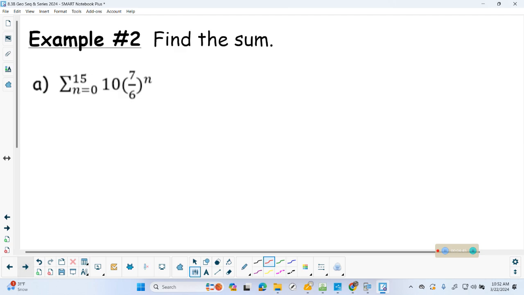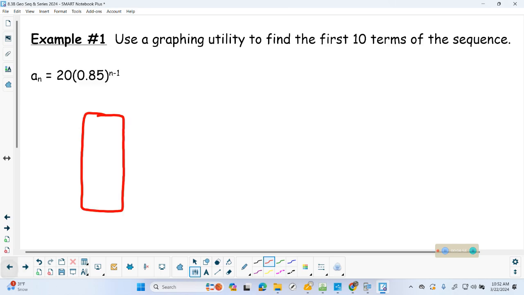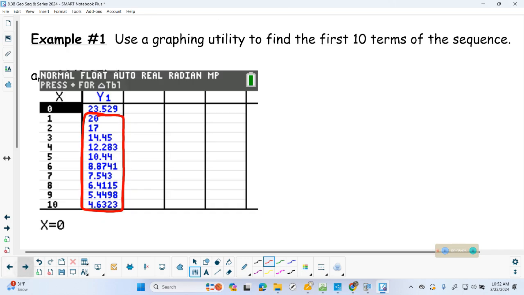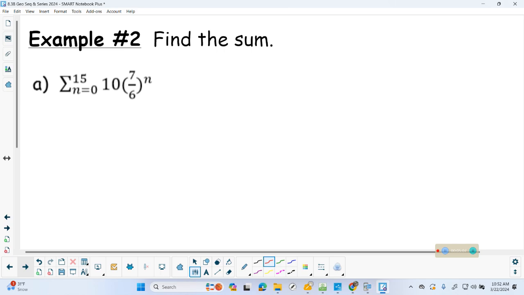Okay, so find the sum. Now, notice it doesn't say use your graphing utility. Not that I can't for some of the calculations, but here's the thing. If it just says find the sum, show work, use the formula sheet, you have to be able to set up this very lovely formula. So that's what I'm going to do here. So first term, 1 minus r to the n over 1 minus r. That's what we're going to use.